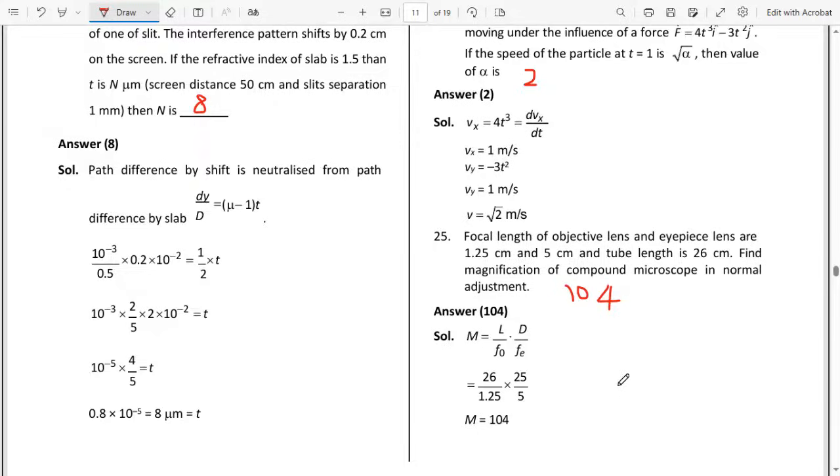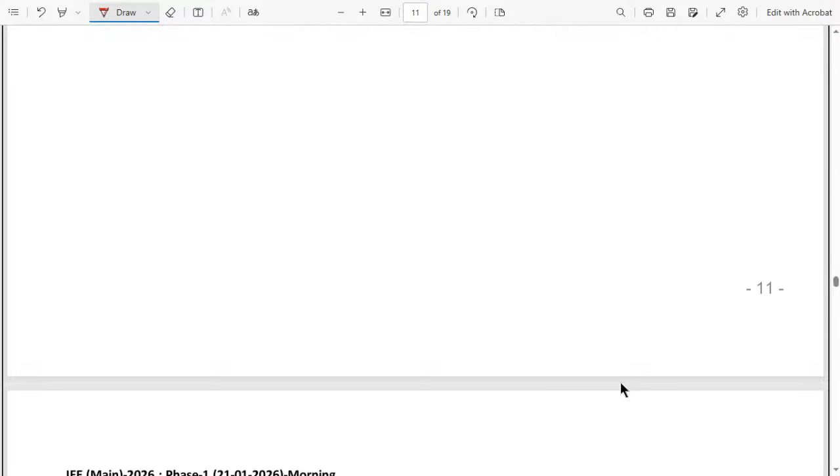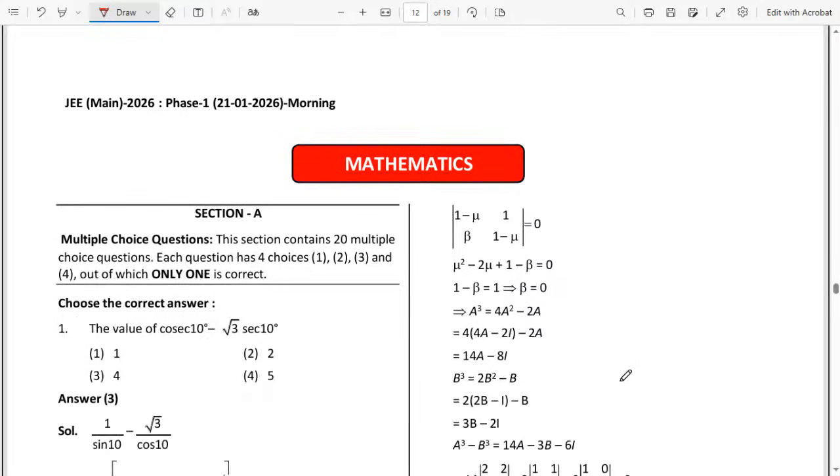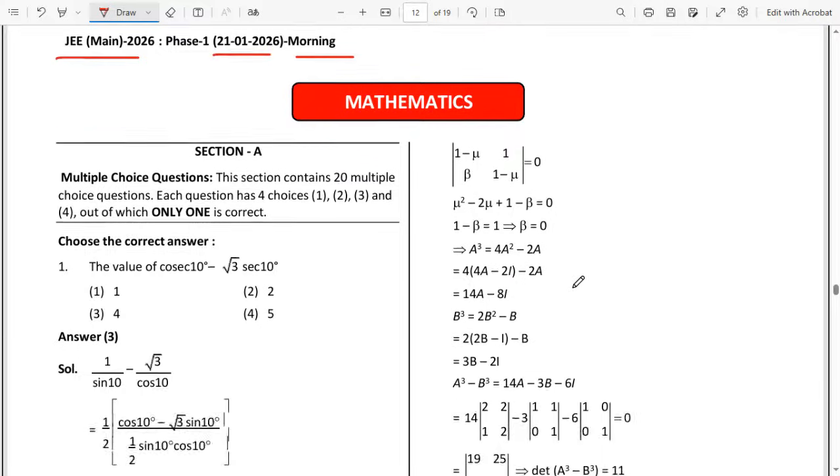Yes students, let us see mathematics of JEE Mains 2026 phase 1, which was held on 21st January 2026 morning session. Let us see mathematics questions.